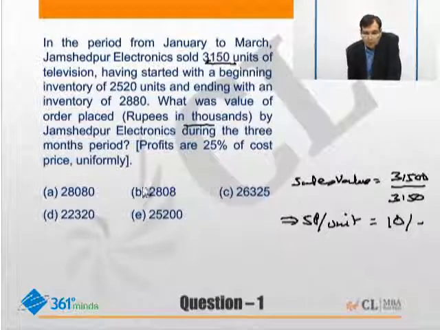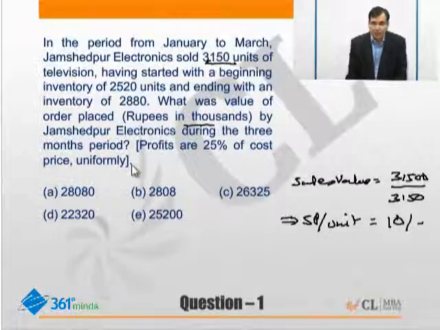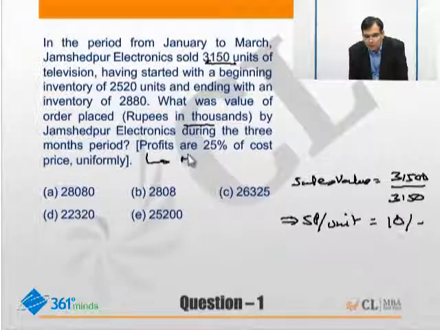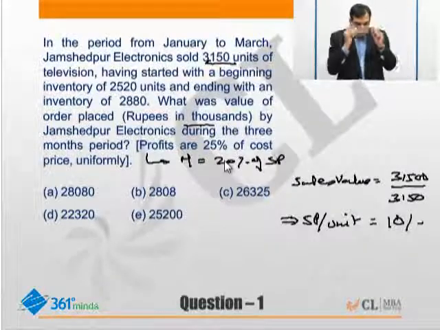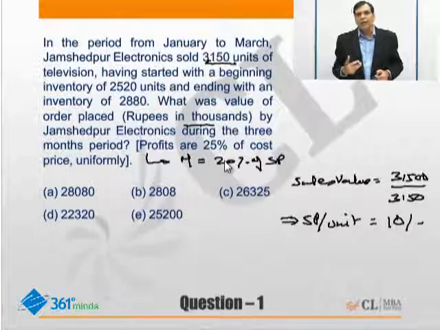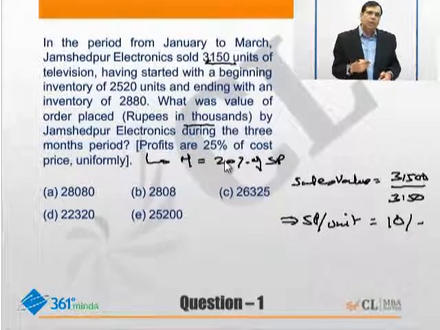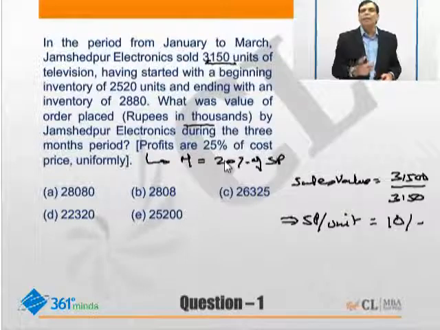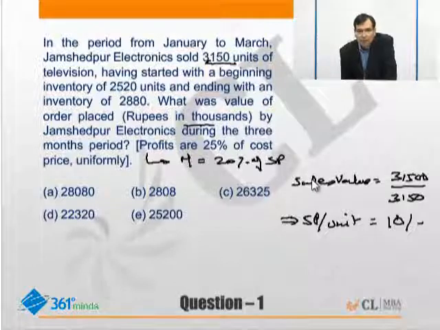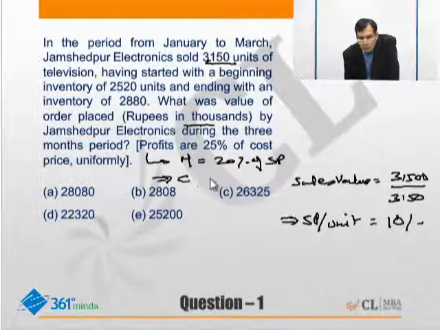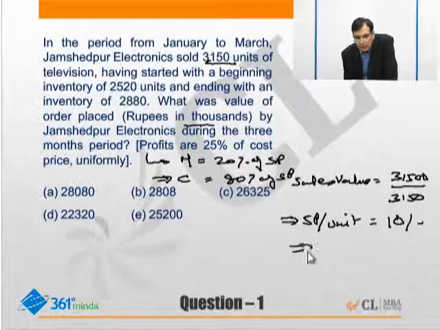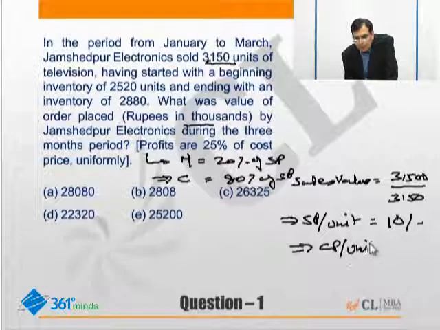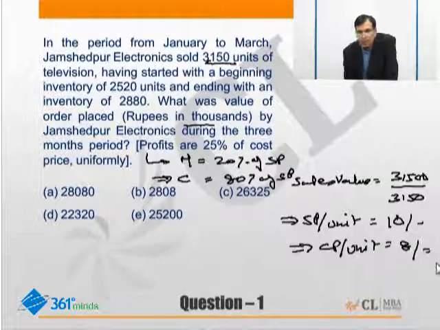But the profit is 25% of cost price. If the profit is 25% of cost price, that means margin will be 20% of selling price. Remember that if you are given the sales value and the profit percentage, it is advantageous to convert the profit percentage into margin and then get the amount of profit directly or the cost price. So if the margin is 20% of selling price, that means cost is equal to 80% of selling price. In other words, this implies cost price per unit will be equal to 8,000, or in this case 8.